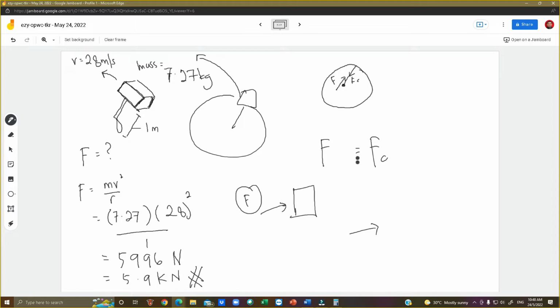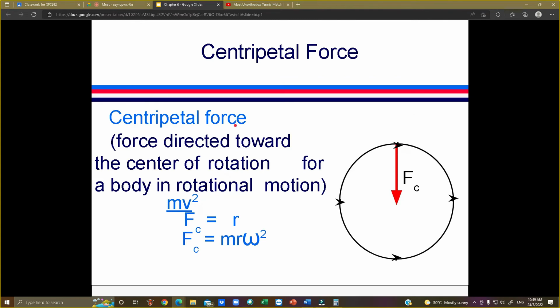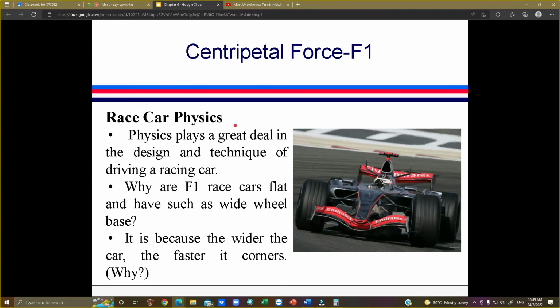Those two are actually force. Okay, it is actually force, but the application is different. It causes a rotation, centripetal. It causes a translation, linear force. Itu adalah properties yang pertama. Centripetal force: force that is directed towards the center of rotation for the body in rotational motion.